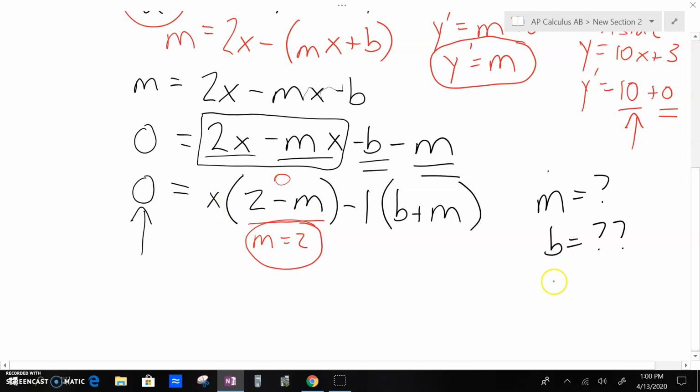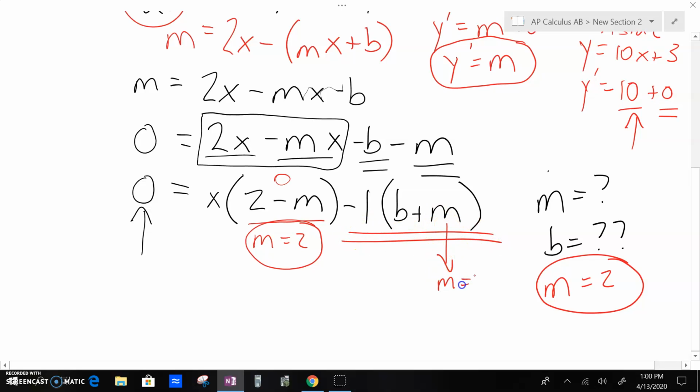So that means we solved for m first. So m is 2. Well, once you know m is 2, then you have to zero this thing out. To zero that thing out, if you know m is 2, there's only one choice for b. b has to be negative 2. So to offset the positive 2 that m is, b has to be negative 2.